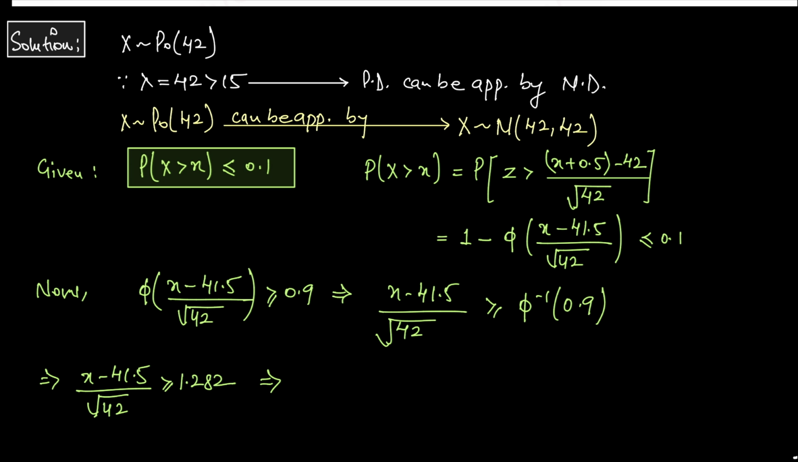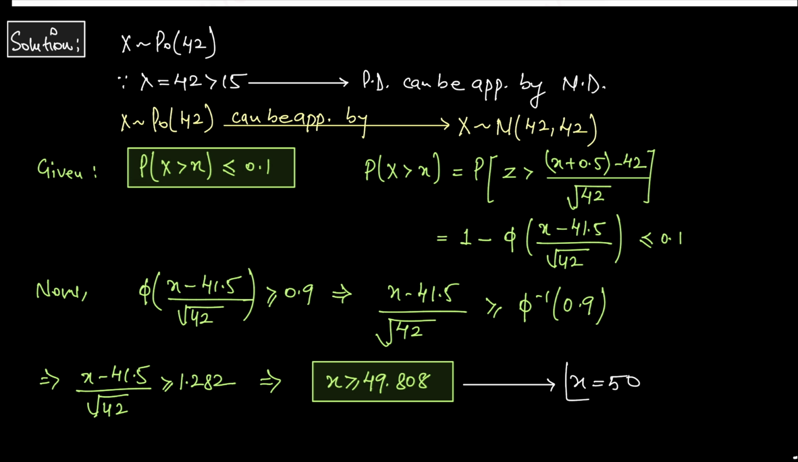Let's proceed. We will get the value of x as greater than or equal to 49.808. For this particular value, we can easily say that the integer value just greater than this is going to be 50. So I will write that x equals 50 is the integral value for x. This is the answer for the given question. Please pause the video and note down the solution.